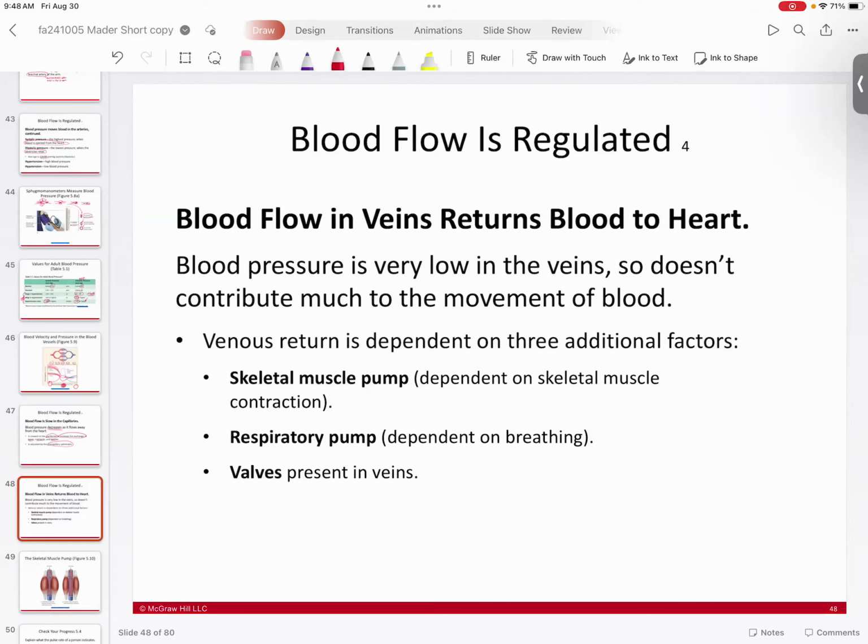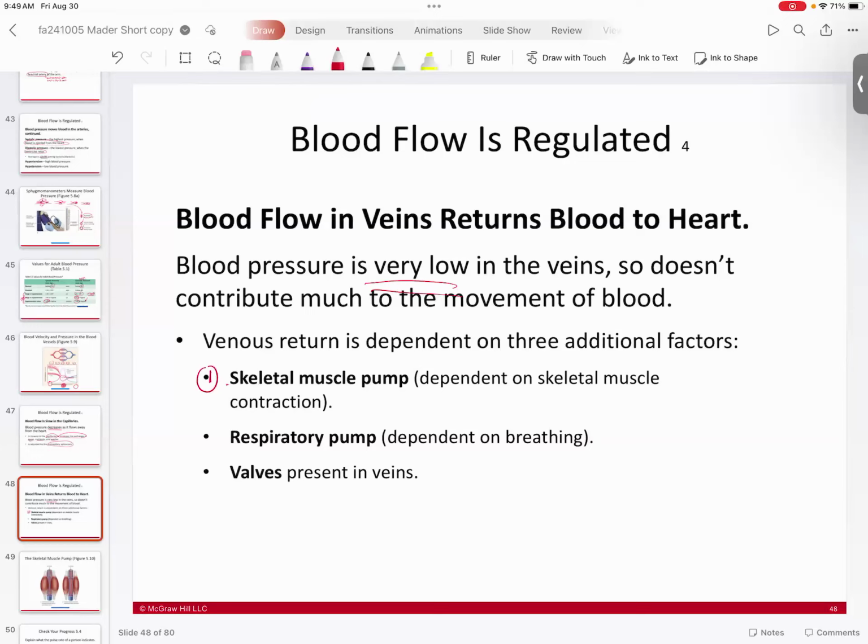So even though your pressure is lowest here in the veins, your velocity actually speeds up. And so your venous return is basically an important piece because we have to get this blood back to the heart. There are three different things that allow us to do this. The reason why the venous blood increases in velocity is because of these three.